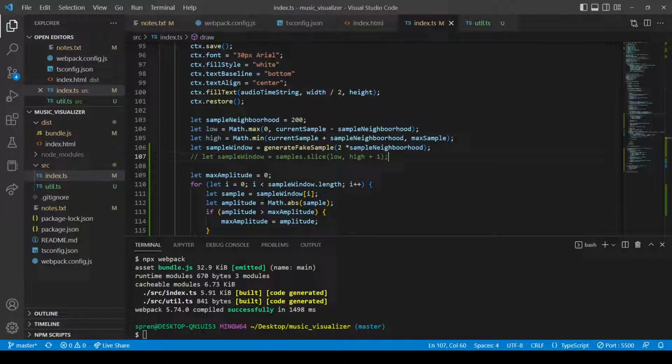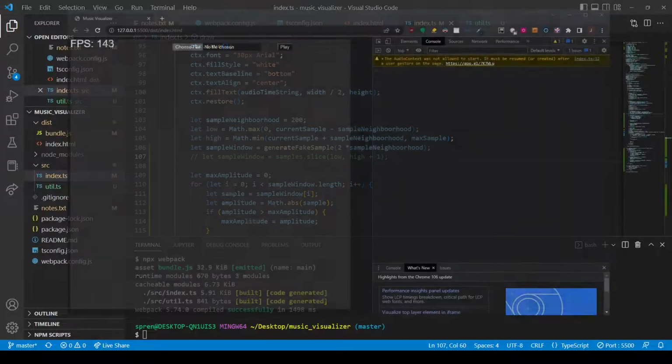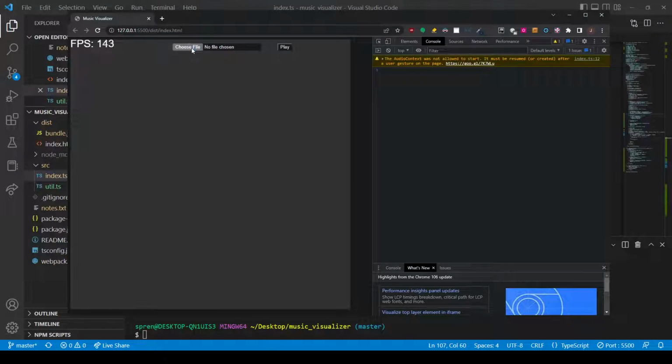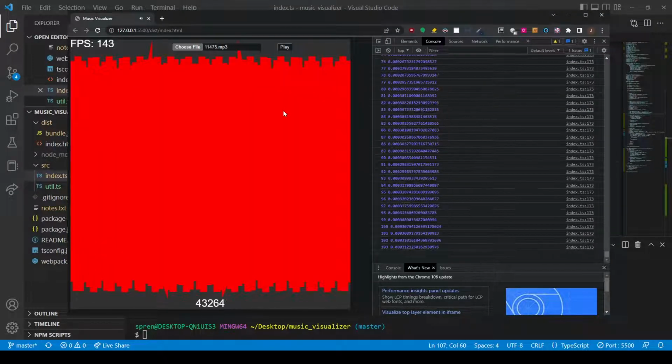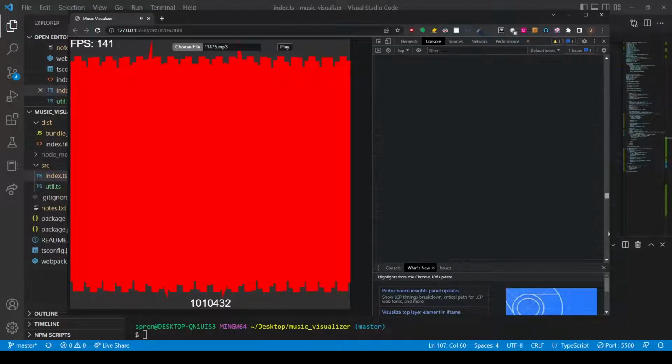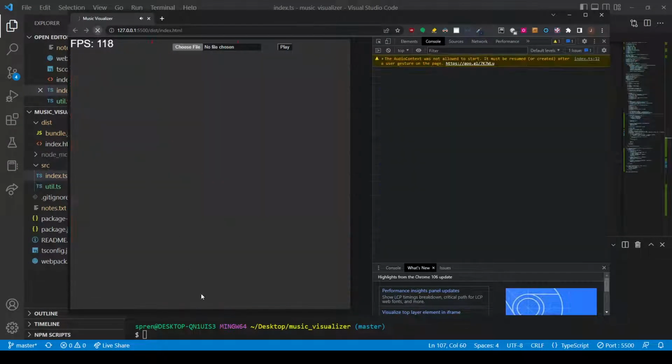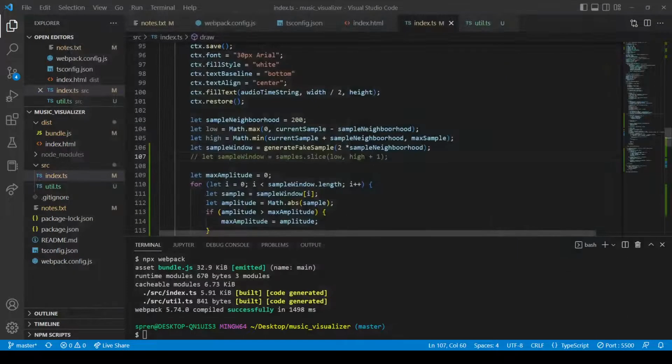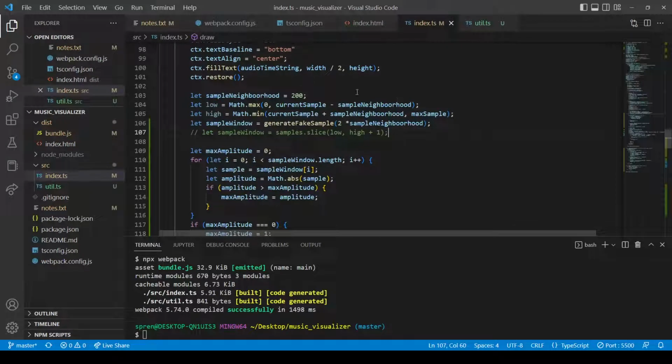I have no idea if this is going to be right, but let's see. So we choose any file, it doesn't matter, and it's a complete disaster. Oh my god. So I believe the frequency is too high? Question mark? There were multiple things there.